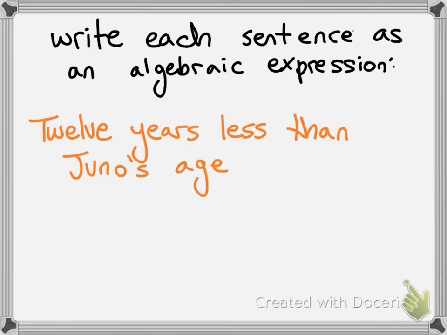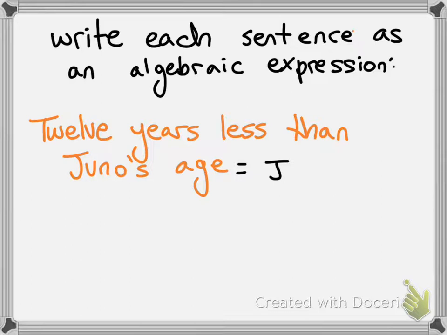Write each sentence as an algebraic expression. What that means is that I don't know something. Who can tell me, Sebastian, what do I not know in this problem? What is the unknown piece of information? What do I not know? Juno's age. Perfect. I do not know Juno's age. So instead, I'll put a J or an X or whatever I want to use. That's my unknown. I do not know what that is.